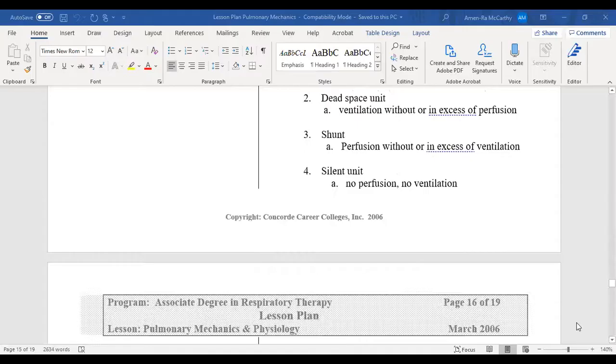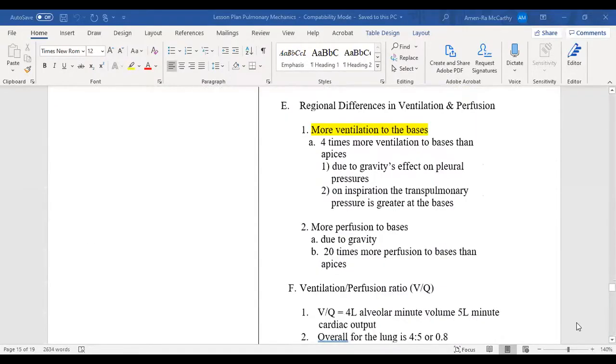All right. Then we go into the regional differences. We said we'd talk about regional differences today. And this has got to do with the area of the lungs, okay? The area of the lungs where we would experience these ventilation to perfusion situations, okay? So, number one, there's more ventilation to the bases of the lungs than at the apices.